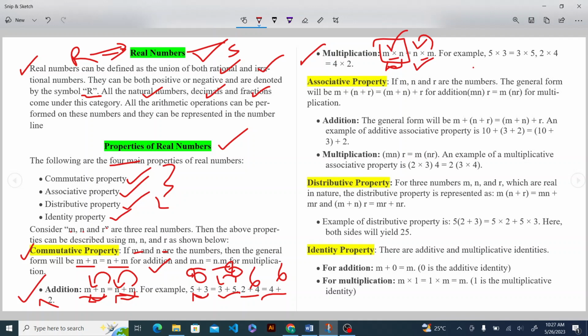For example, if you multiply 3 with 5 or 5 with 3, both will produce 15. 5 3s are 15 and 3 5s are 15. Okay, it means the product will be the same in spite of changing the order of the values. 2 into 4 will produce 8 and 4 into 2 will produce 8. So this was the commutative property for multiplication.